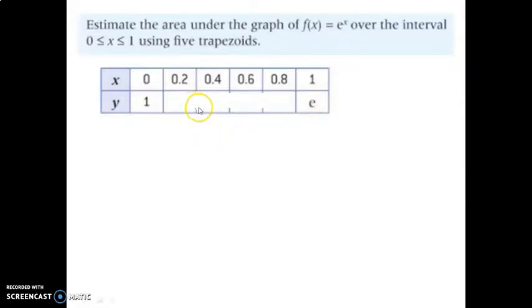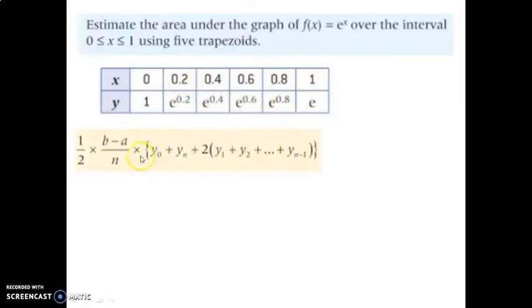But anyway, what about these y values? Don't worry about getting decimal values for these. What would happen if you put 0.2 in for x here? It would just be e to the 0.2 power, and then e to the 0.4, e to the 0.6, e to the 0.8. So now we have a full table. Once we have the table, we can use our formula, right? There's the trapezoid rule formula. Try it now.